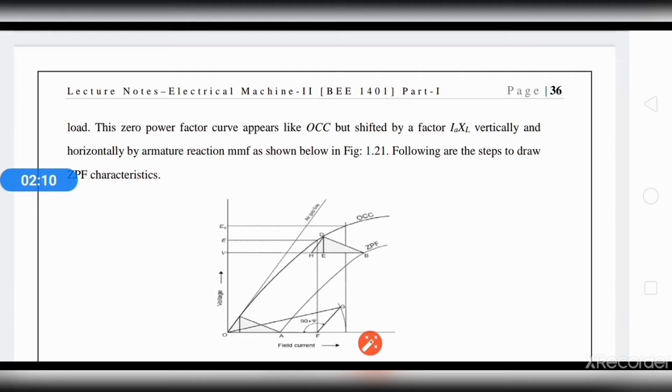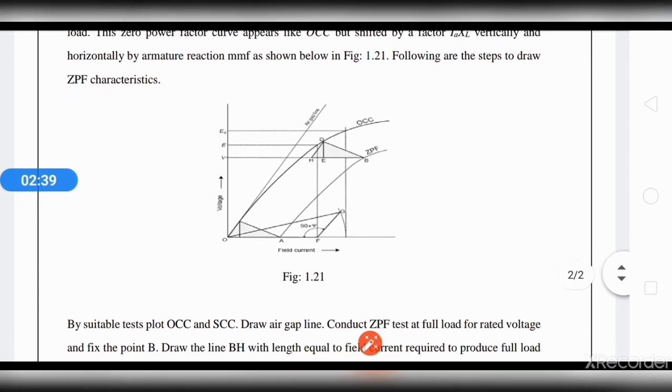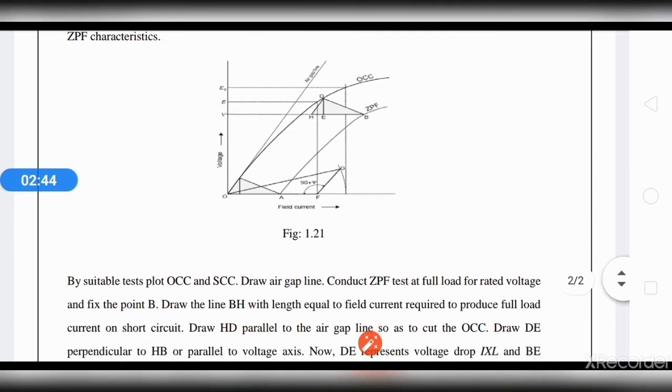You can see in this diagram that three curves are drawn here. One is the air gap line, the other is the OCC characteristic, and the third is the zero power factor characteristic. The zero power factor curve appears like OCC but is shifted by a factor IAXL vertically and horizontally by the armature reaction MMF, as shown in the figure. The following steps are taken to draw the ZPF characteristic.